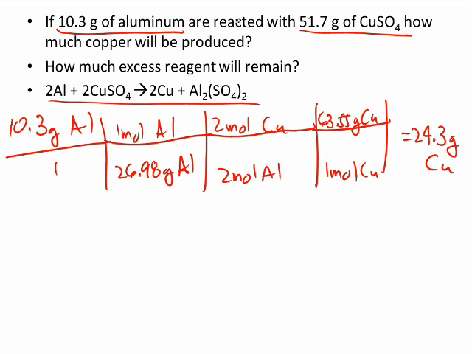Now let's see how much copper would be produced from the 51.7 grams of copper sulfate. So we start with that, 51.7 grams of copper sulfate.